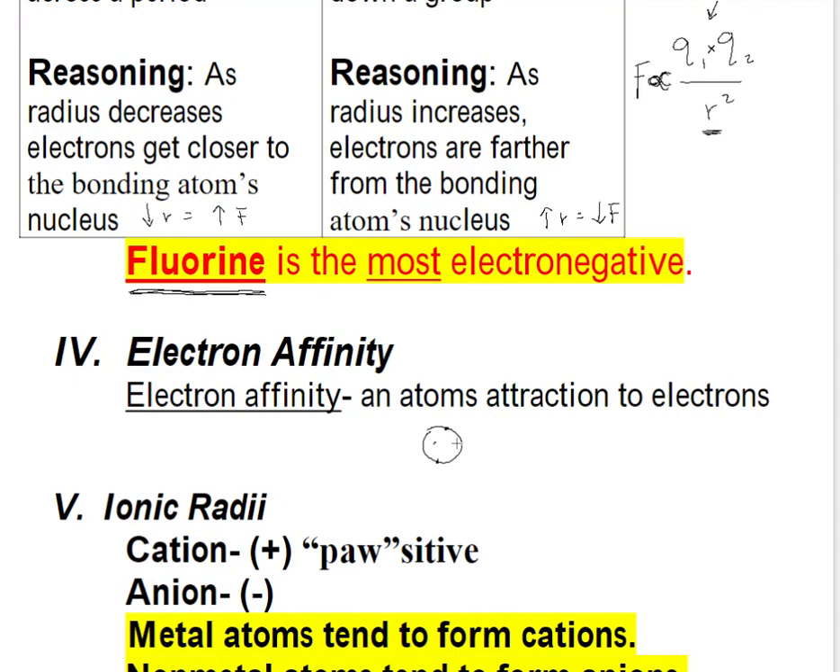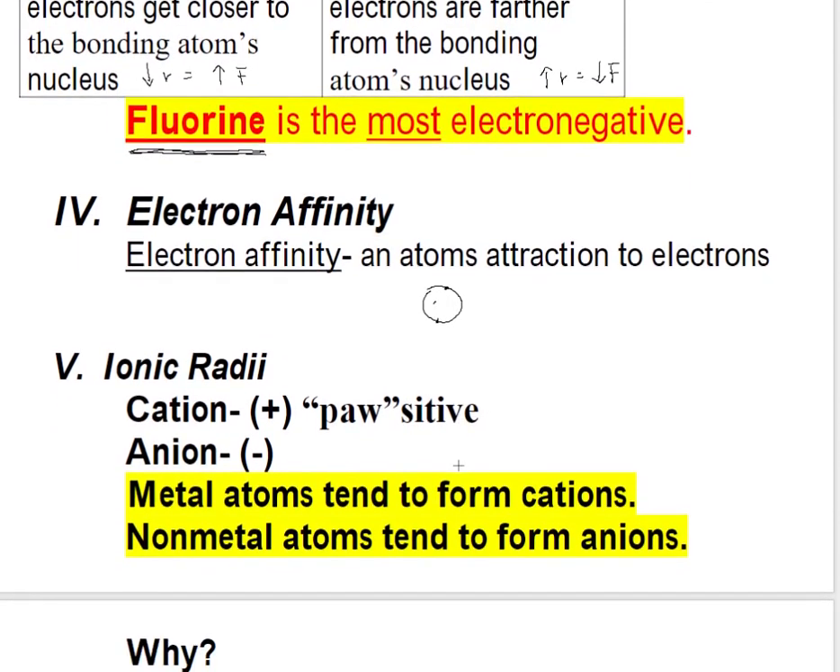For ionic radii, we need to remember that cations are positive. Let's give them a little positive nose there. And anions are negative.